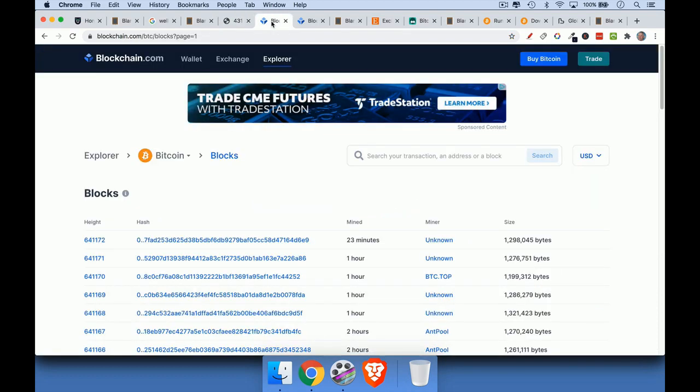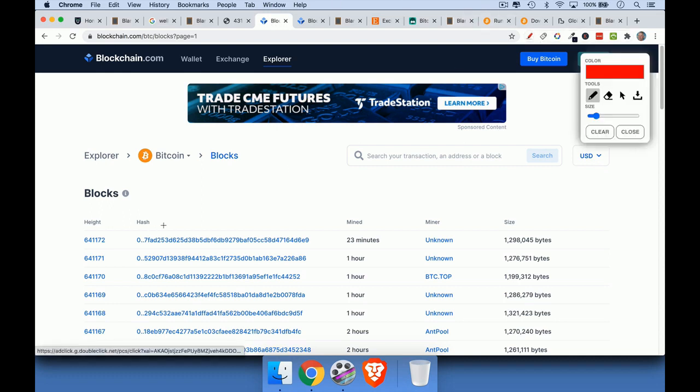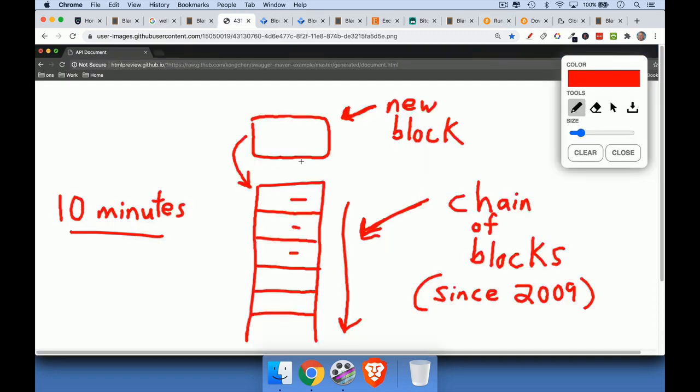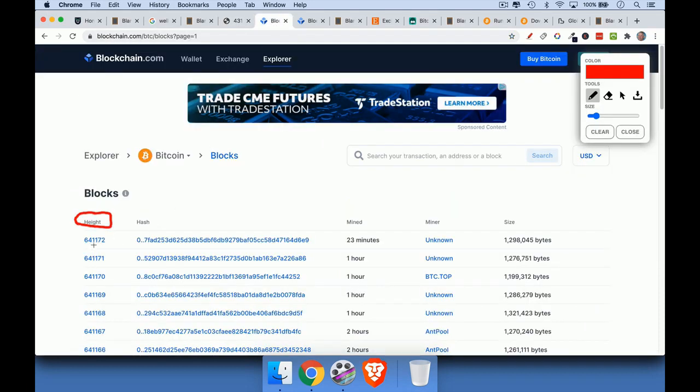We can go to what's called a blockchain explorer or block explorer. And I'll link to this in the description notes below. You have something called height, which is really just, if we think of it, all these blocks stacked on top of each other. And as I'm recording this, we're on block 641,172. That's how many blocks have been created and added to the blockchain since 2009.